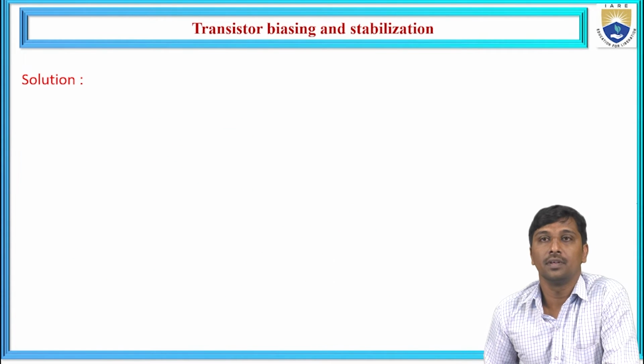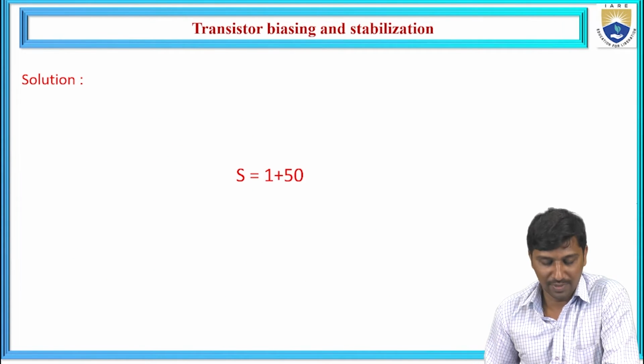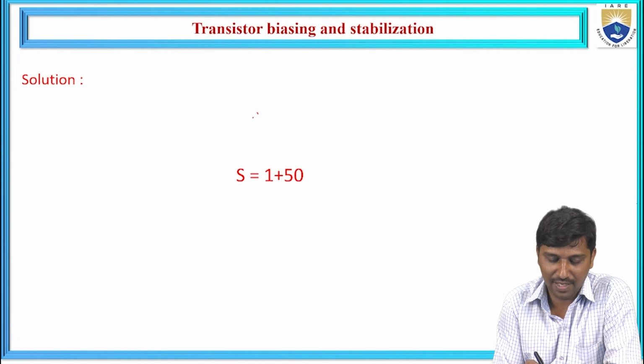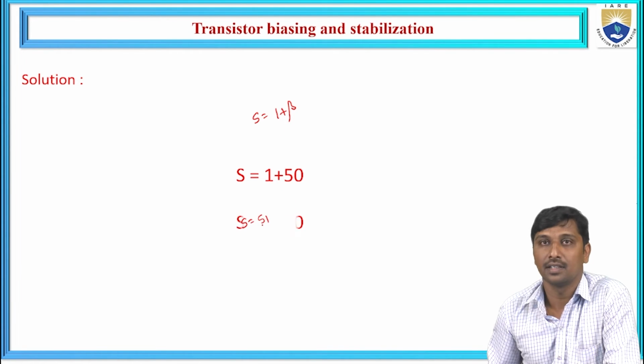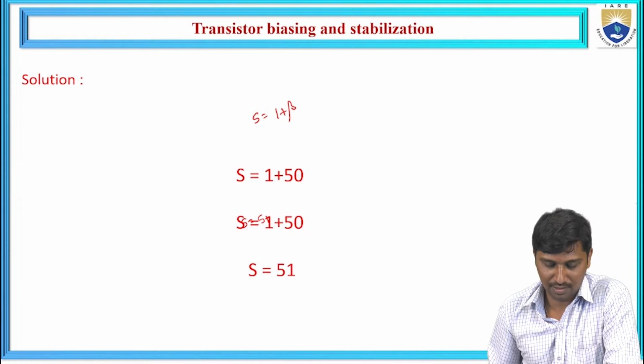Now we need to calculate the stability factor. We know that the stability factor in a fixed bias is represented as 1 plus beta. Here beta is defined as 50, hence the stability factor is 51.